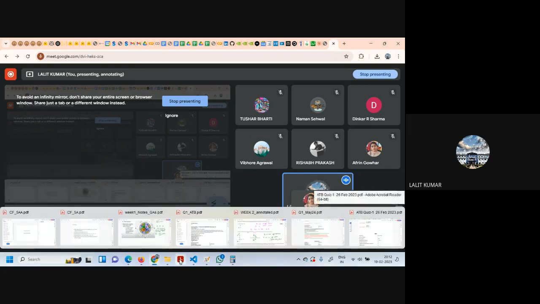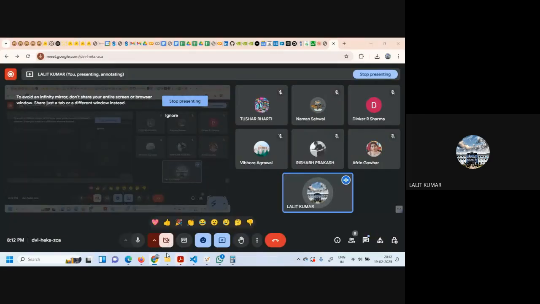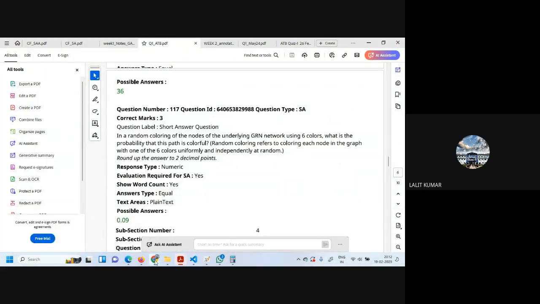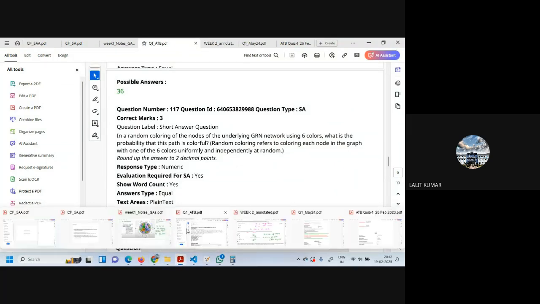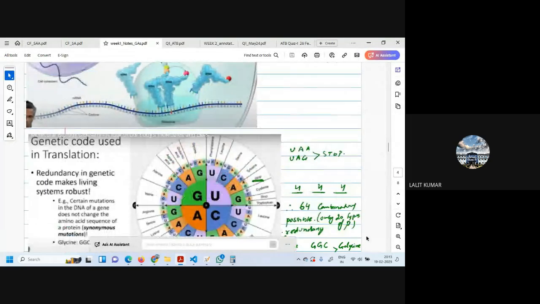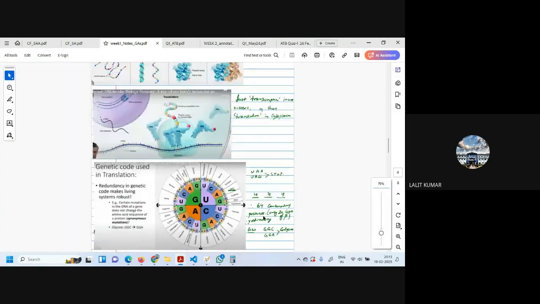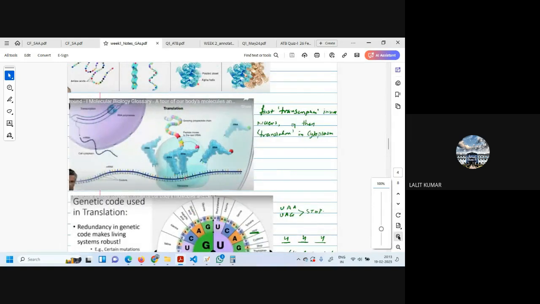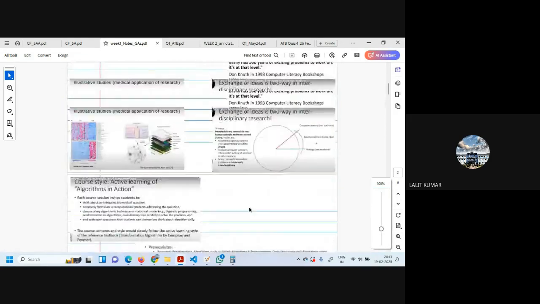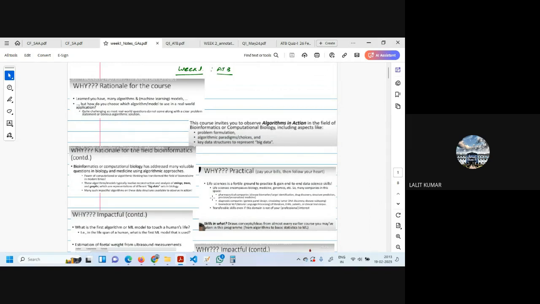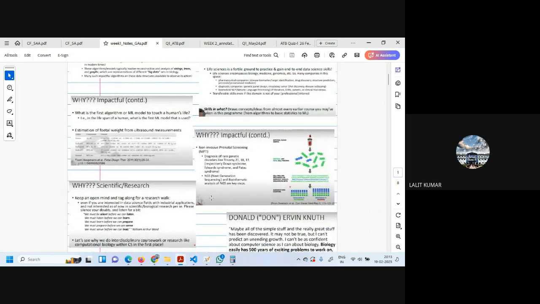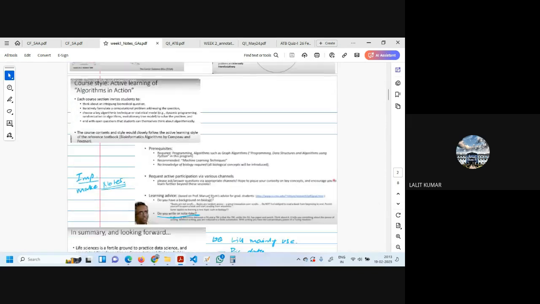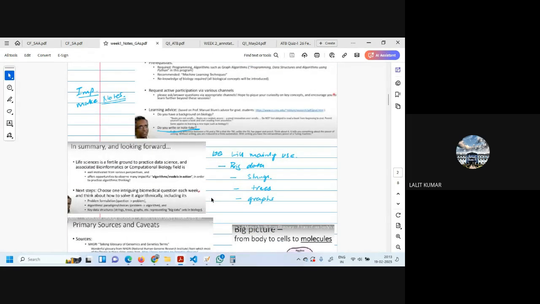Good. So with that, we go to the week one notes. These are the week one notes. I hope my screen is clearly visible to all of you. Yes, sir, it's visible. So in week one, the professor gave the motivation for why we should study advanced algorithms for biotechnology. It started with that, and then basic science.